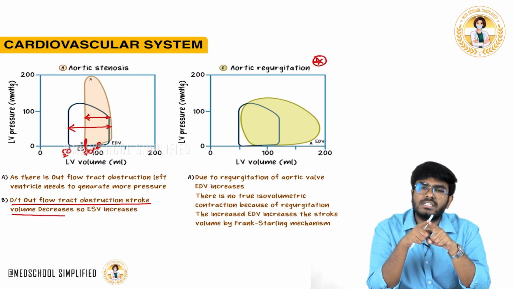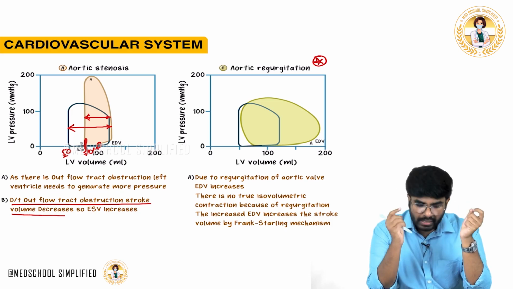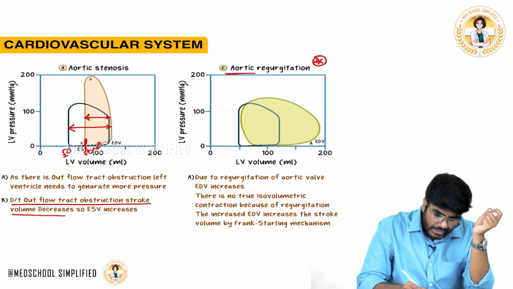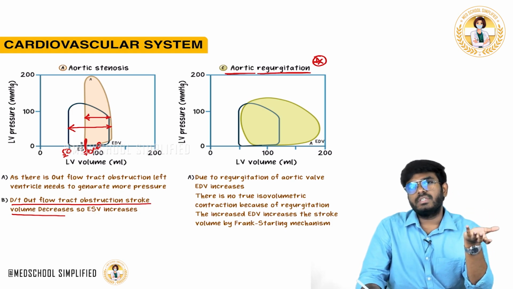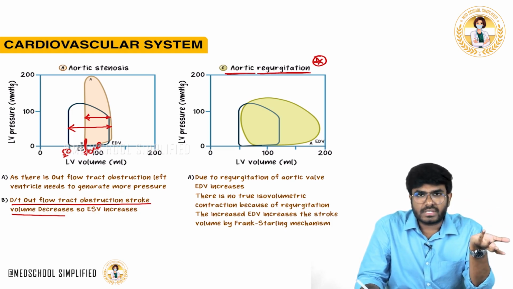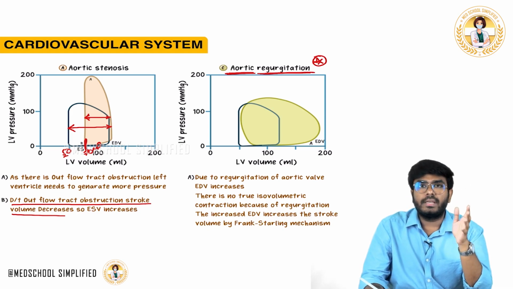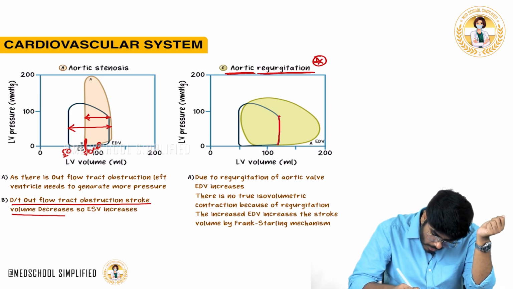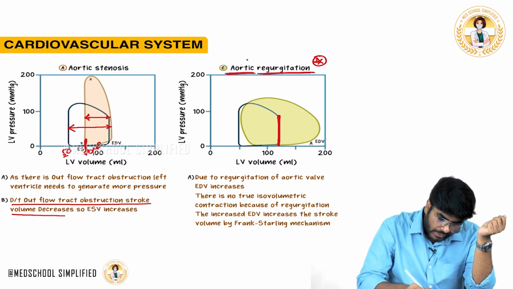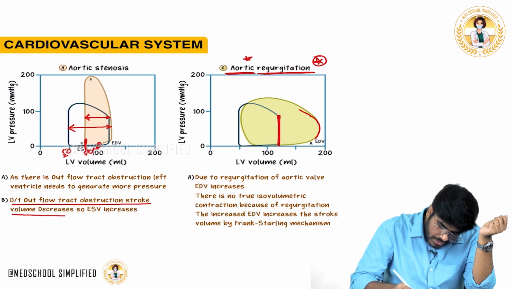Okay, isovolumetric relaxation means all the valves need to be closed. But when the aortic valve is insufficient, usually we say aortic regurgitation or aortic insufficiency, when the aortic valve is not properly closed, there is no isovolumetric contraction. Normally, this is how the isovolumetric contraction should be. It's a straight line. But see, in aortic regurgitation, what is happening? There is no straight line.